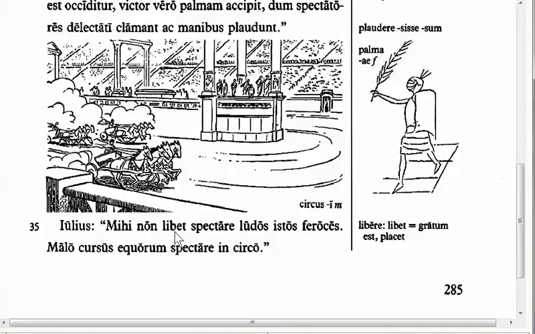Licet, it is permitted or it is right for me. Mihi non licet would be it isn't right for me. Mihi non libet means I don't like it, or it isn't pleasing to me. Here we see that libet means placet.